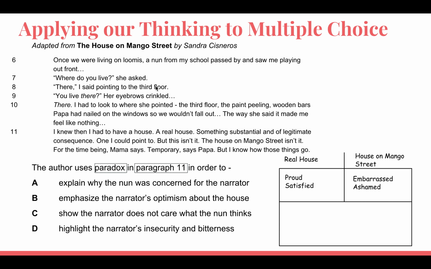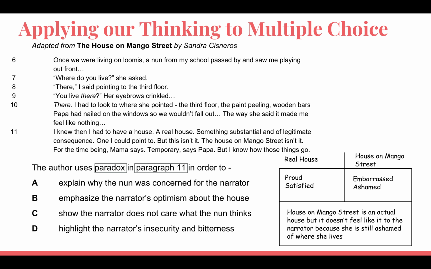So what is the point? Why are we comparing something that's real to this mango house, which is obviously real? And it's probably because the house on Mango Street is an actual house, but it doesn't feel like it to the narrator because she's still ashamed of it. And a real house to her would be some place that she's not ashamed or embarrassed of. So now I'm going to go in and look at the answer choices.